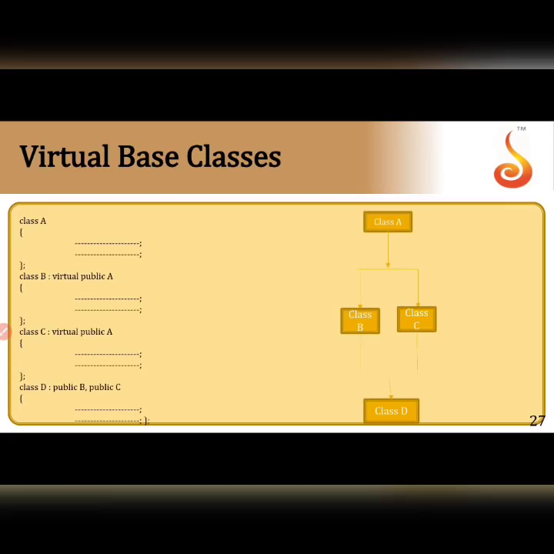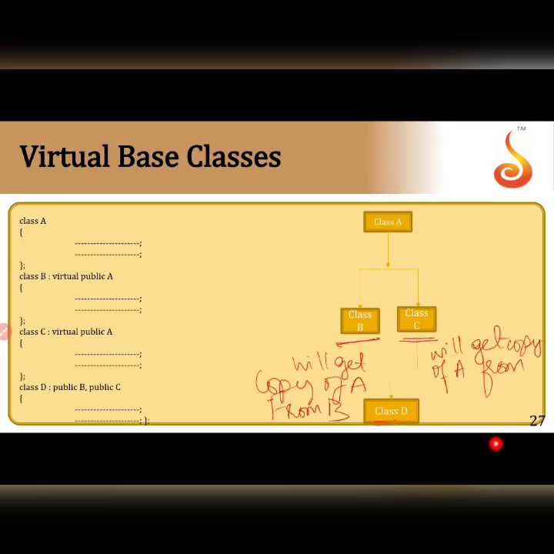So now we'll go through this. You will understand. See, for example, I have class A, and I derive class B from A and class C also from A. Then class D will get a copy of A from B and will get a copy of A from C, because B will get a copy of A, and C also will get a copy of A.